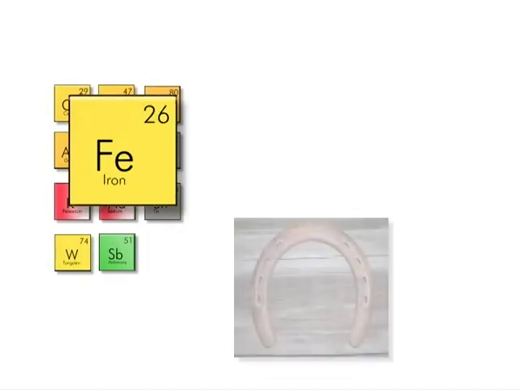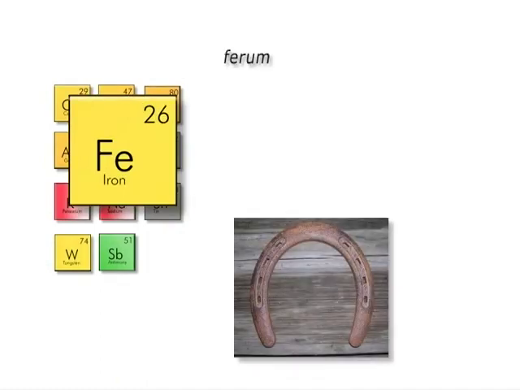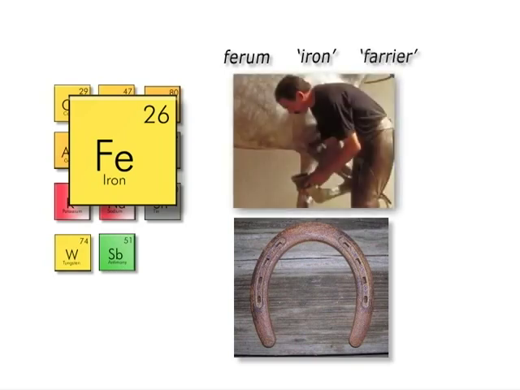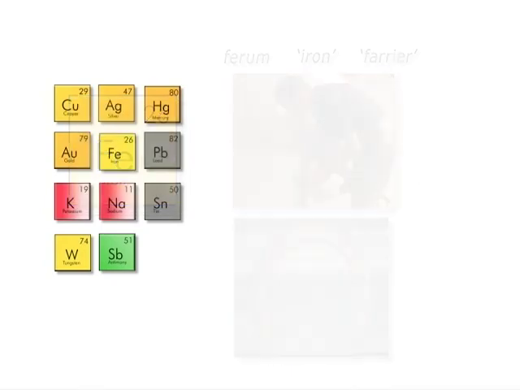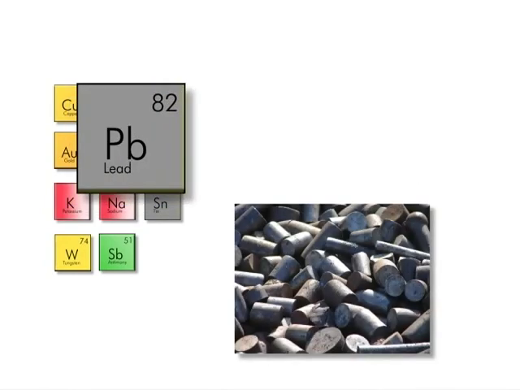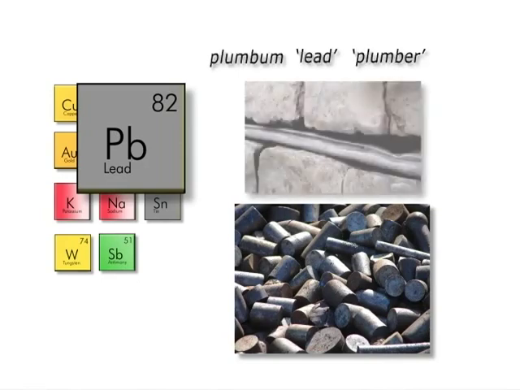Iron is Fe from ferrum, the Latin word for iron, from which we get the word farrier, one who shoes horses with iron. Ferrum. Lead is Pb from plumbum, Latin for lead, and where we get plumber, since pipes used to be made of lead.